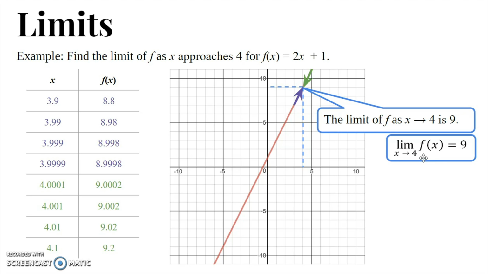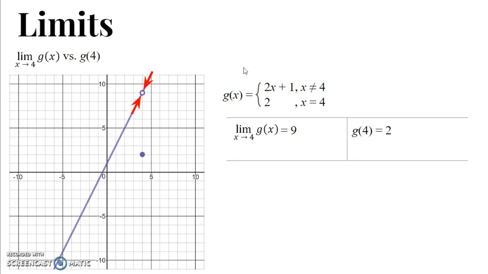At this point, you may be wondering what is the difference between the limit of f as x approaches 4 and the value of f at 4. So let's take a look at an example. We have the piecewise function g of x equals 2x plus 1 if x is not 4, and g of x equals 2 if x is 4.